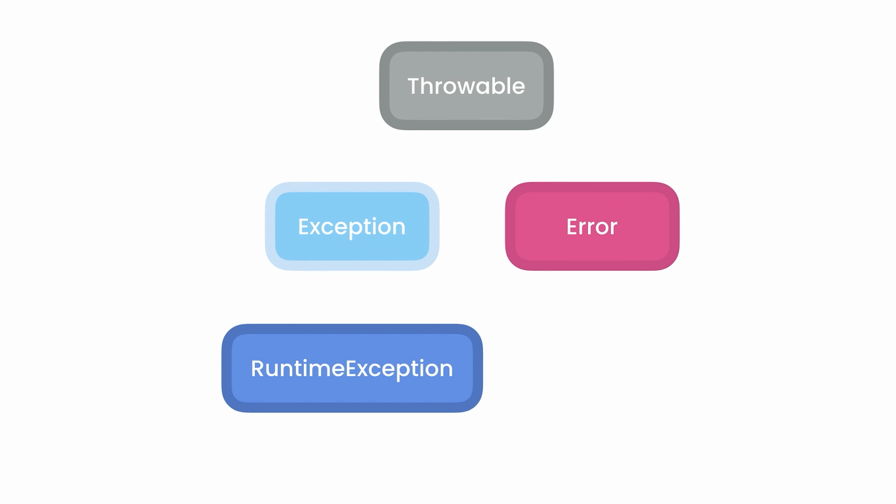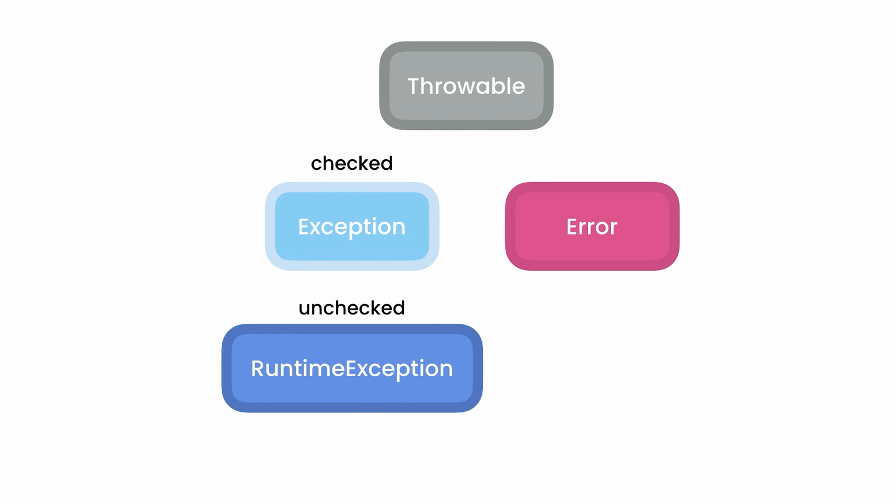Below this class, we have 2 classes, exception and error. The error class and all its subtypes represent errors that are external to our application, like out-of-memory error. The exception class is the parent for all checked and unchecked exceptions. Below this class, we have the runtime exception class, which represents runtime or unchecked exceptions.